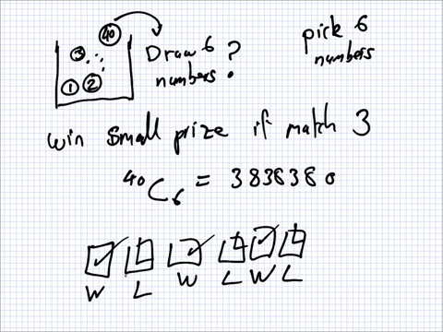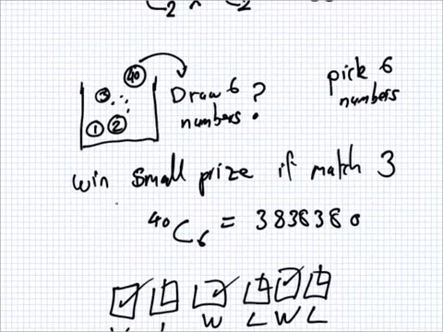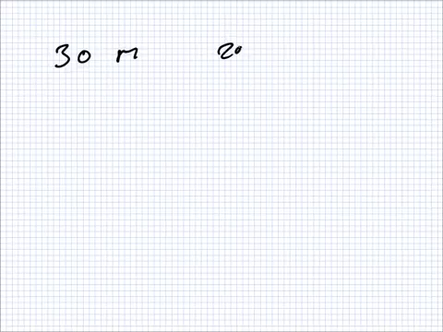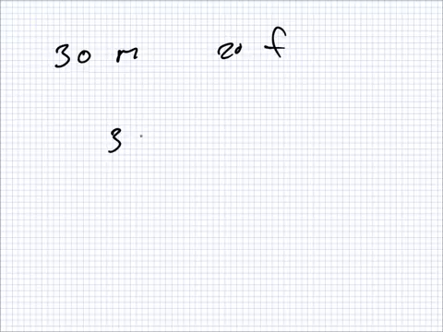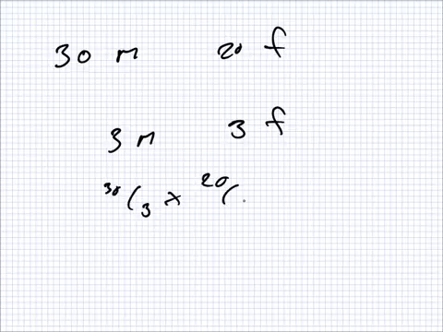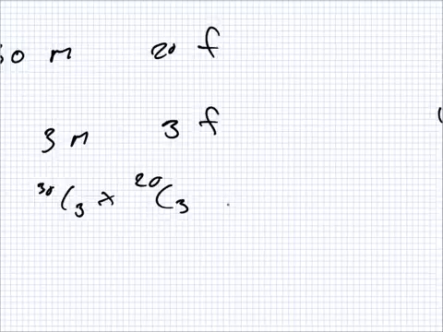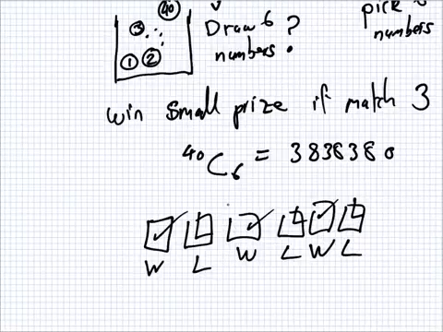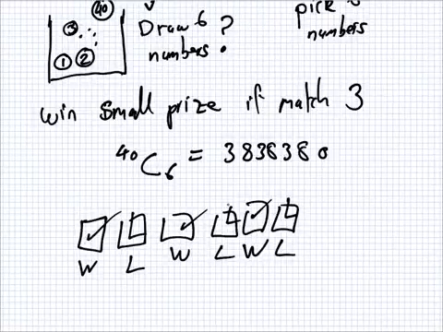If I was to change this problem, and instead said you had 30 males and 20 females, and you want to know how many possibilities there are of 3 males and 3 females, then you have no problem doing this. You all understand that it's 30 choose 3 times 20 choose 3. It's the exact same situation here, except instead of choosing people, you're choosing numbers.